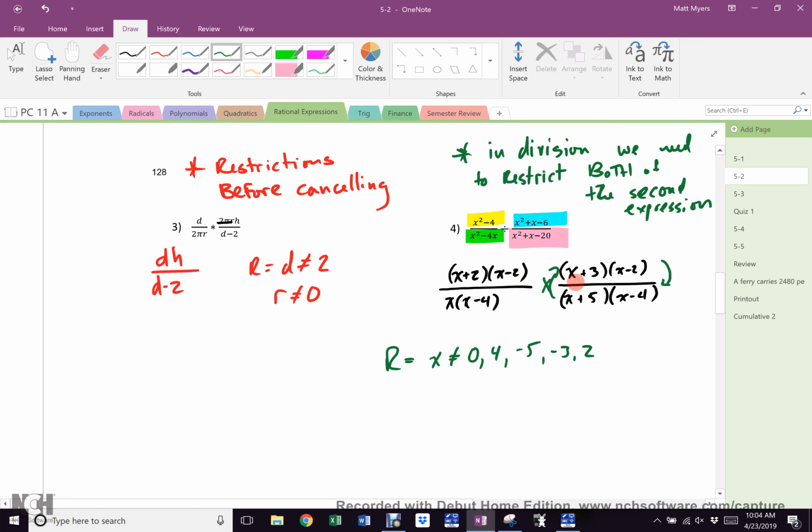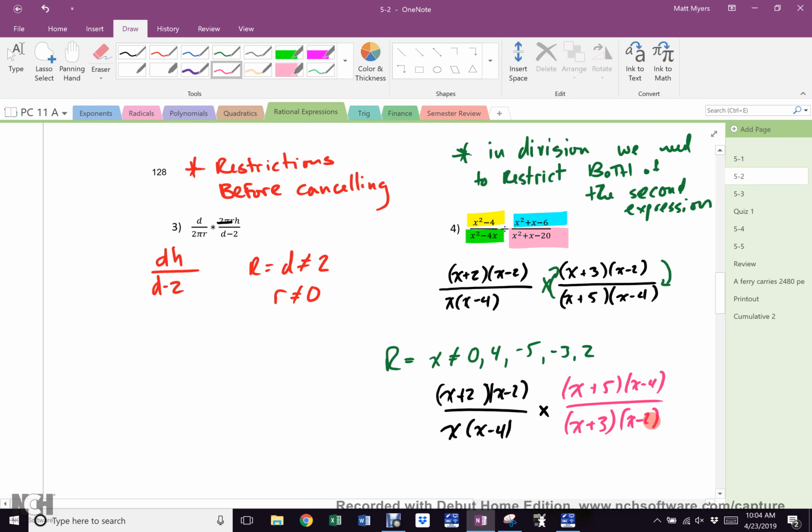So I would rewrite this, and then you're going to go x minus 2, x plus 2, x minus 2 over x, x minus 4 times, and now I'm going to flip this. X plus 5, x minus 4 over x plus 3, x minus 2, and then we're going to cancel. And that'll take 2 seconds. Goodbye, goodbye, goodbye, goodbye. And what's left? X plus 2, x plus 5 over x, x plus 3.